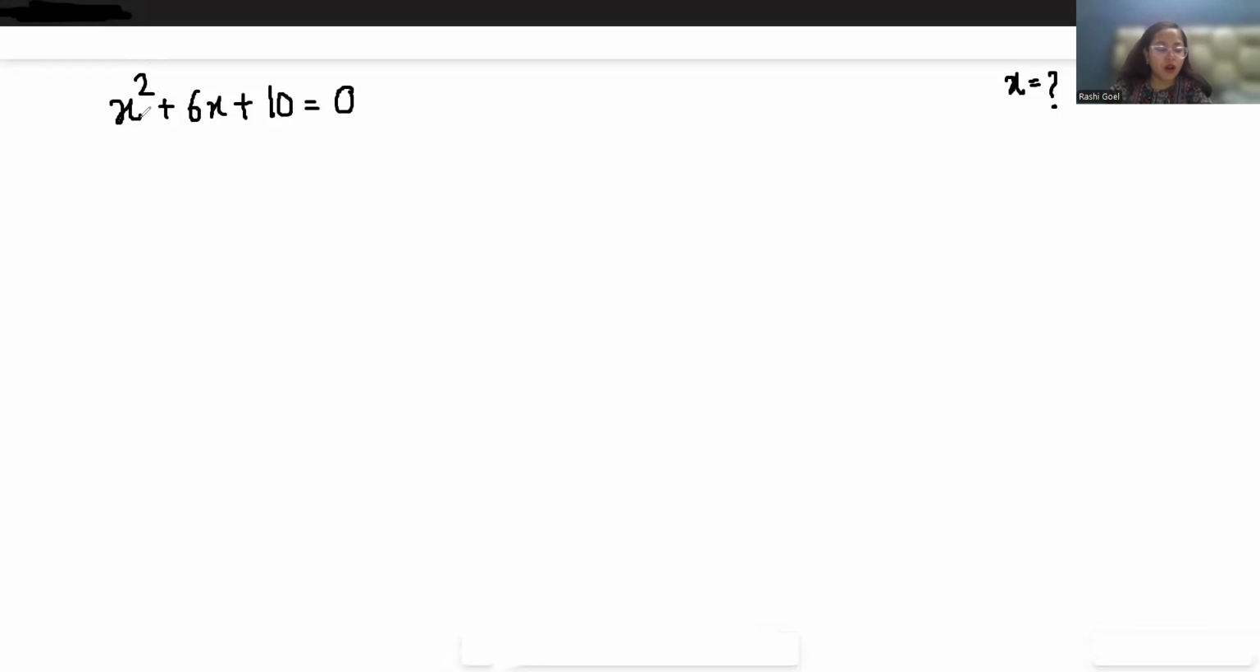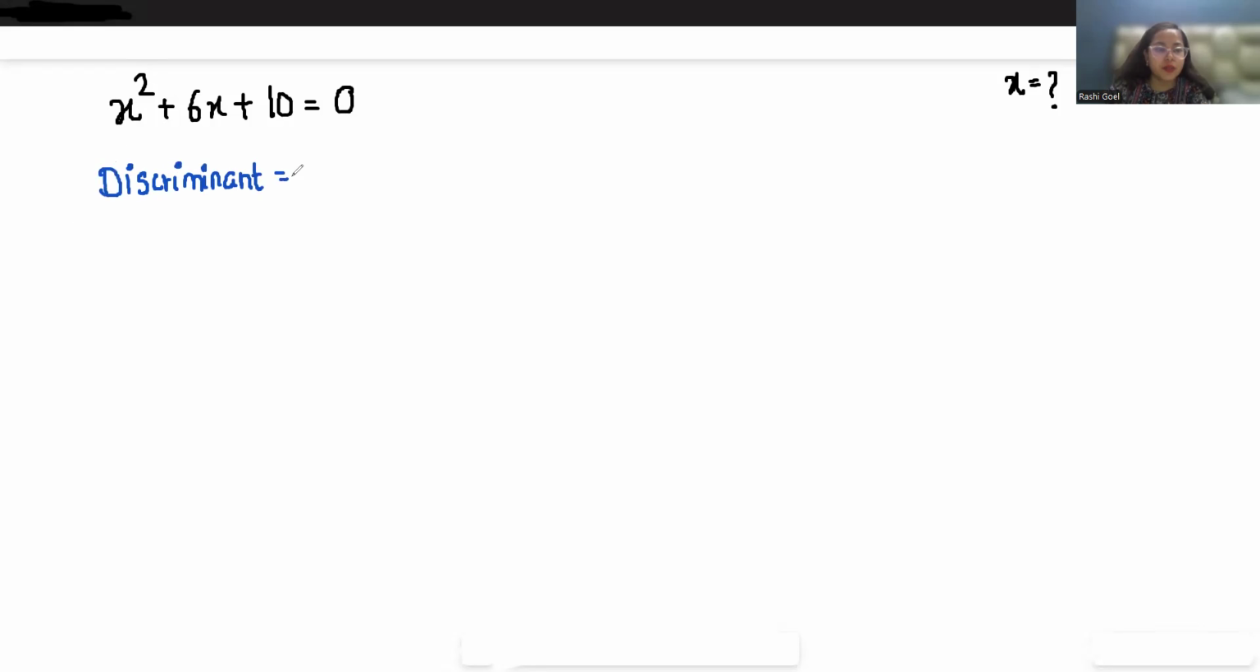We are going to solve this quadratic equation x square plus 6x plus 10 is equal to 0. So let's start with today's video solution. First we are going to find the discriminant of this quadratic equation.